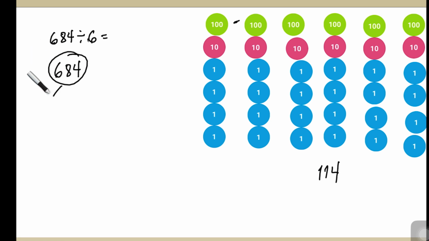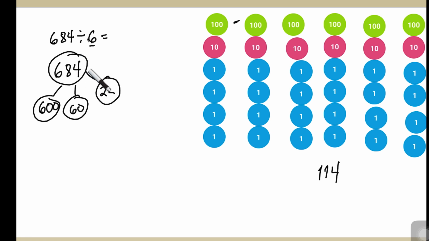684 can be 600, 60. Why not 80? Because 80 cannot be easily divided by 6. So when we do number bonds, we choose numbers that can easily be divided by the number we are dividing with. What's left over? 24. Alright, so we divide each one by 6.